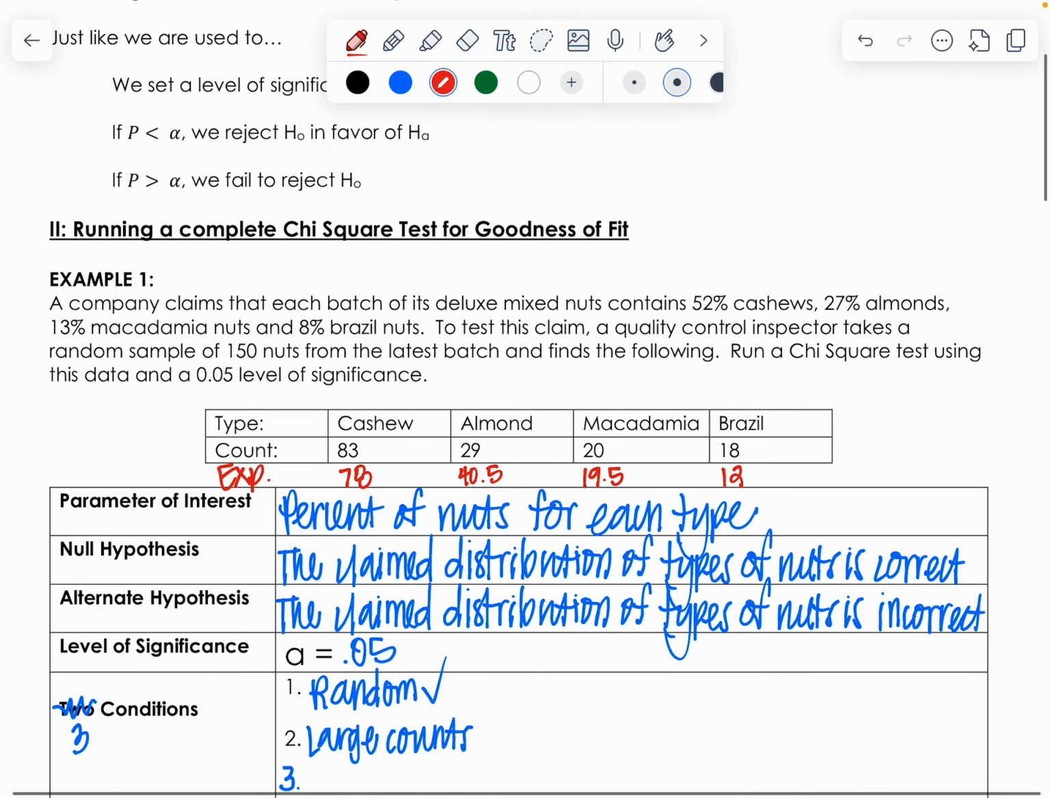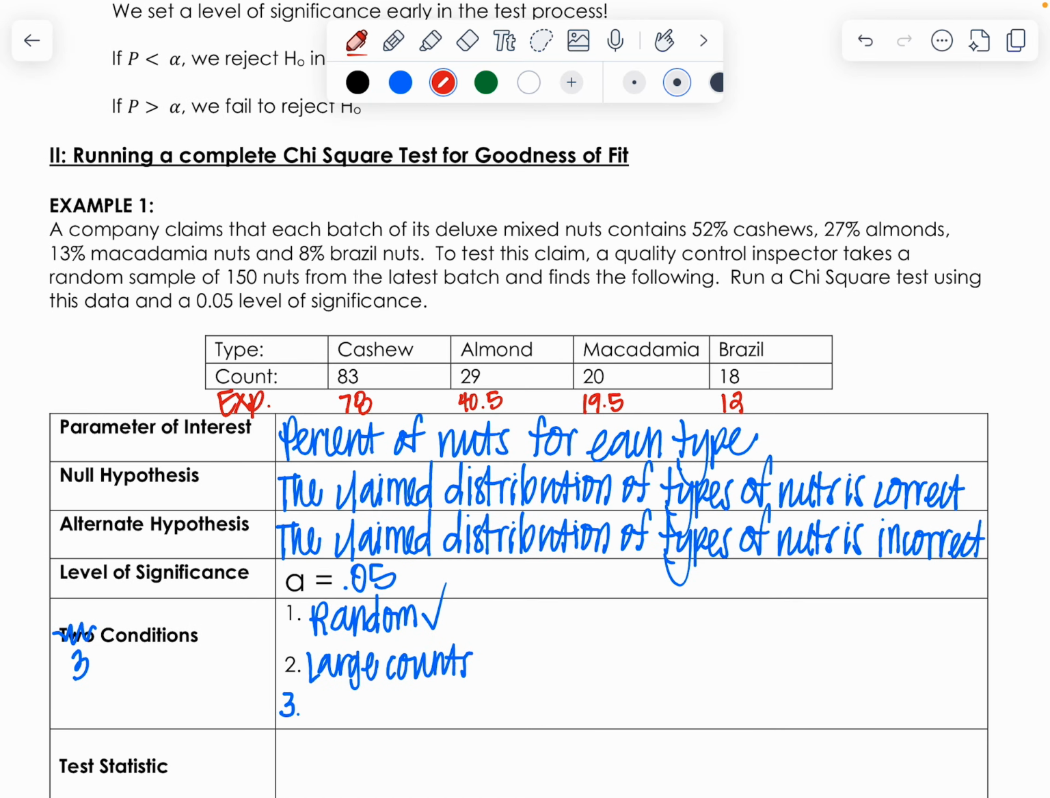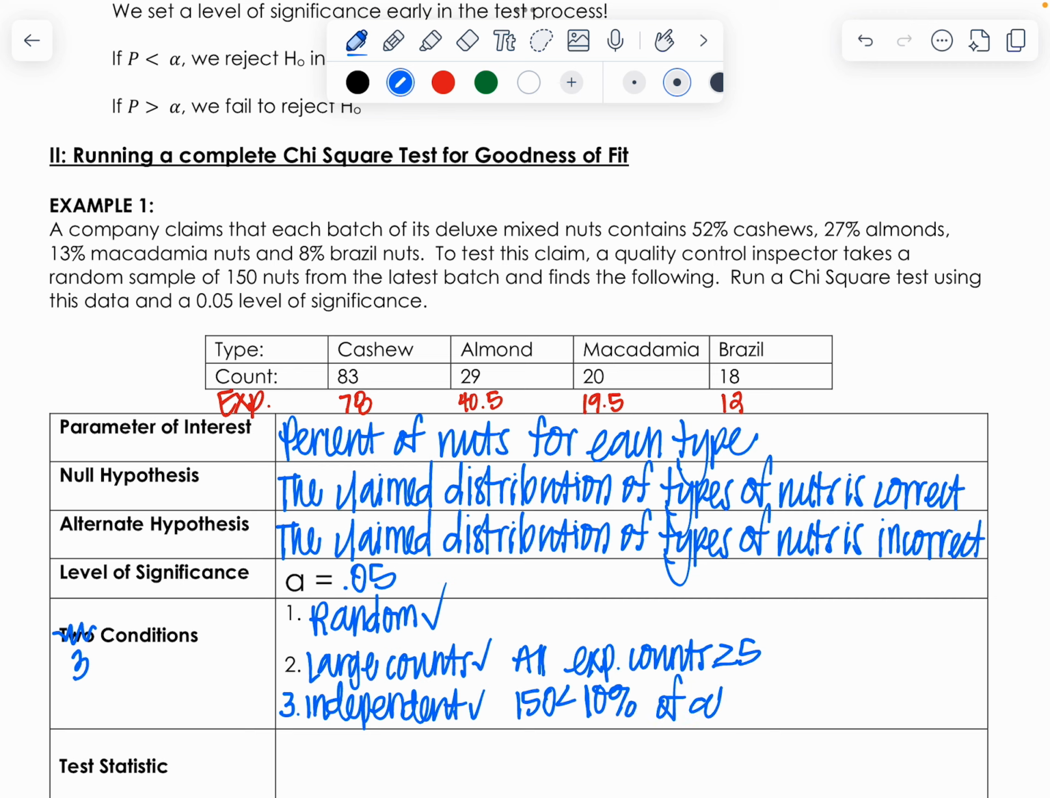All right, all of those are greater than or equal to 5, so our large counts condition is met because all expected counts are at least 5. And then that last one, independent. This is true because our sample of 150 nuts is definitely less than 10% of all mixed nuts.